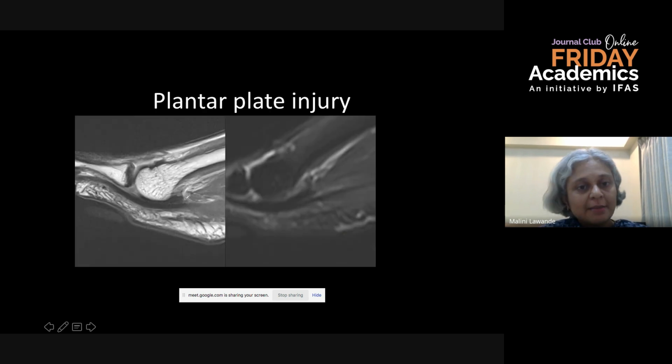So showing an example, here you can see the plantar plate is not visualized at all. It is completely torn at its distal attachment. And the sesamoid also has migrated more proximally. You don't see any plantar plate at all.